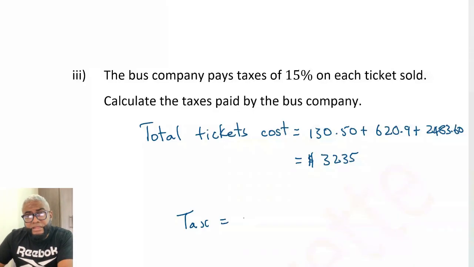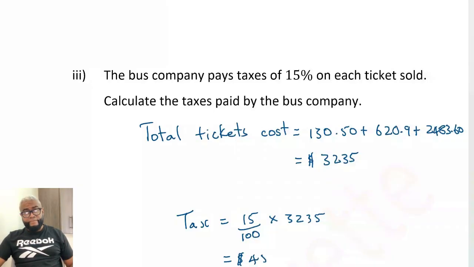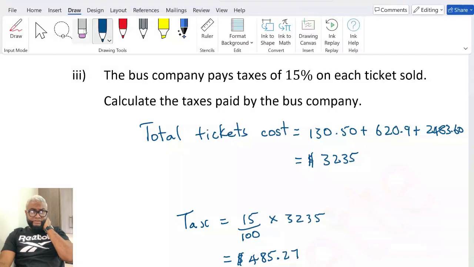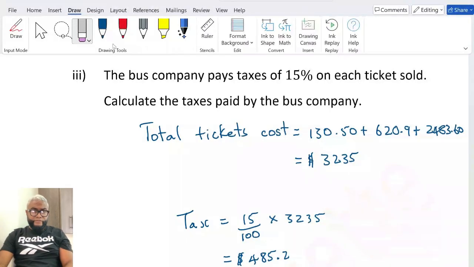So tax would be 15% of 3235. Everybody good there? What would be my tax? How much dollars? 485.27. Check it over. So I get 25. You have to check it over there, Preston.